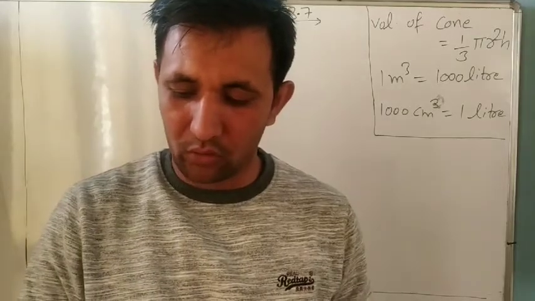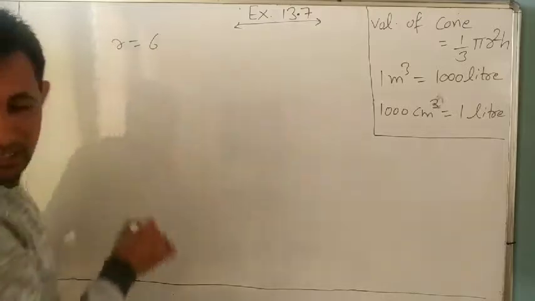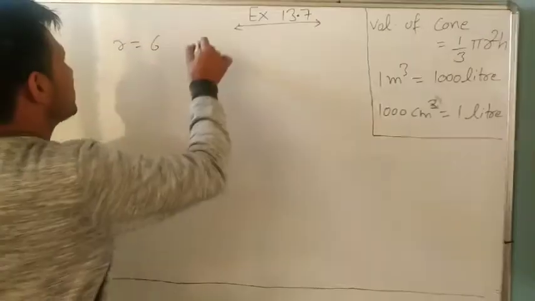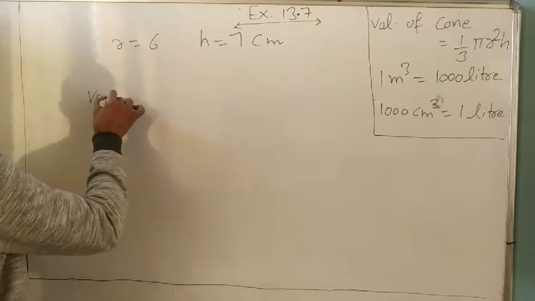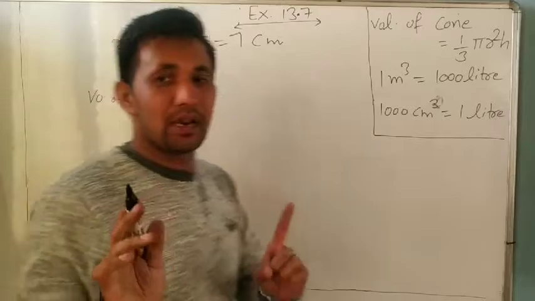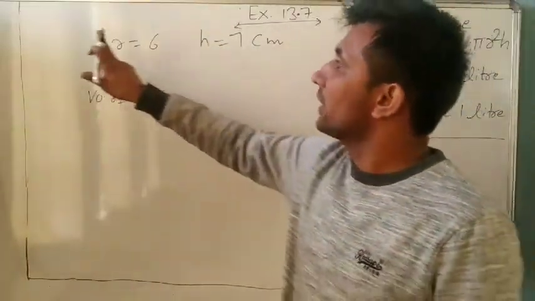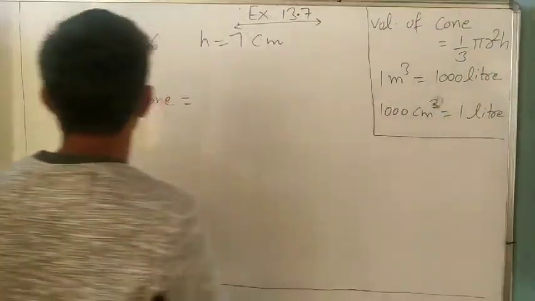1. Everyone can solve yourself. Find the volume of a right circular cone with radius r given 6 centimeter and height is given 7 centimeter. So you can find the volume of cone. Can you find? So first we will write, don't write R and H. You will write radius of cone, height of cone, then you write volume of cone.